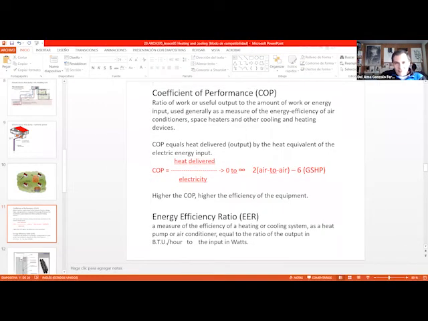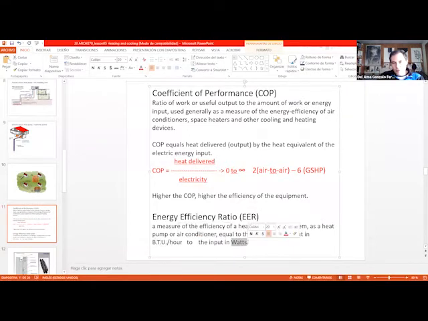Okay, so that's the coefficient of performance, and this is very important. It's the heat delivered divided by the electricity that we need to run the heat pump. So the higher the COP, the better. This is the only thing we need to understand. The energy efficiency ratio is the same, but we are comparing different units. We are comparing BTU per hour with watts. Here we are comparing watts and watts. That's the only difference.